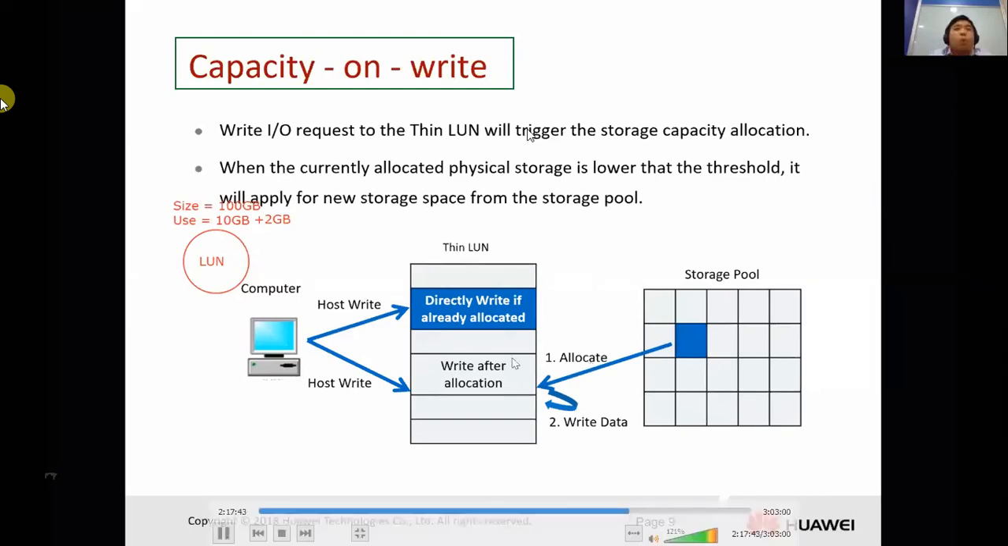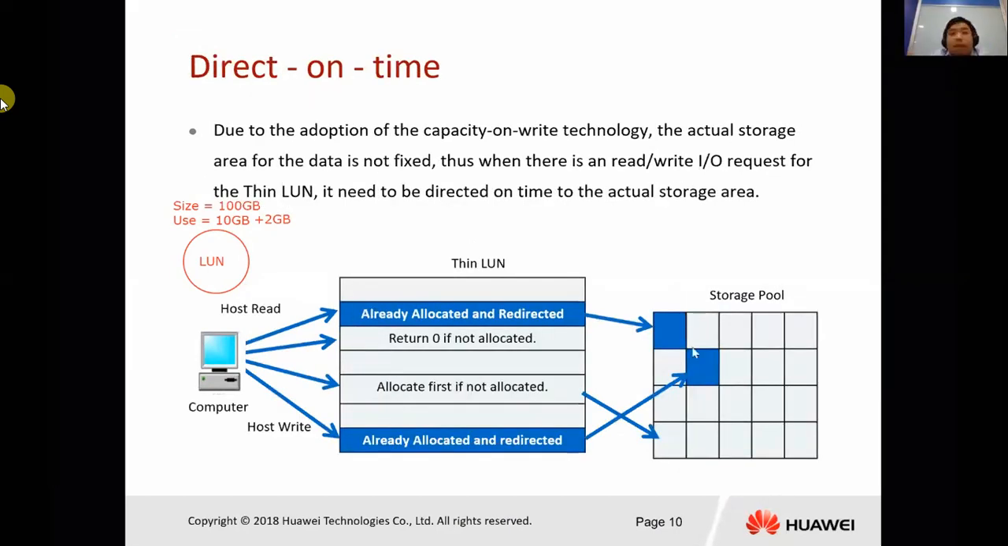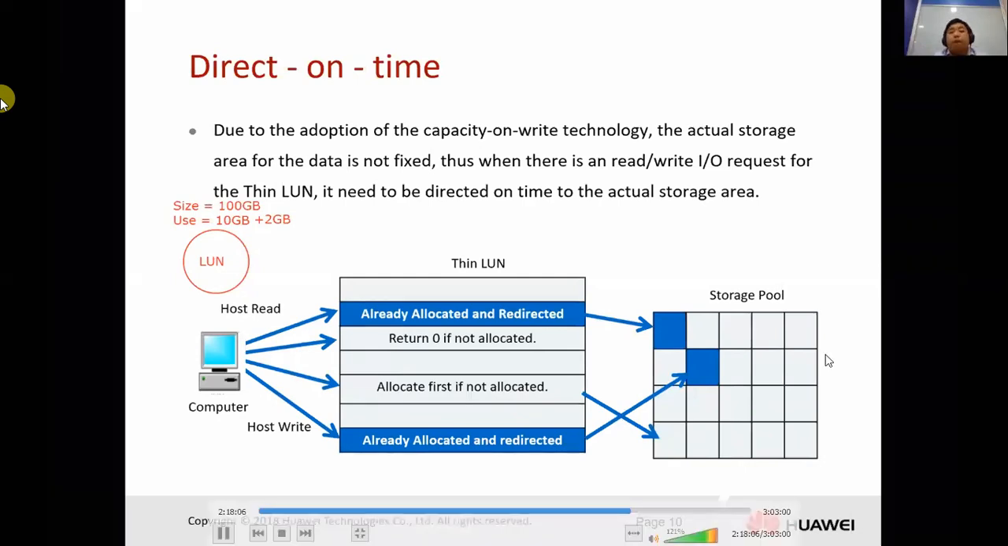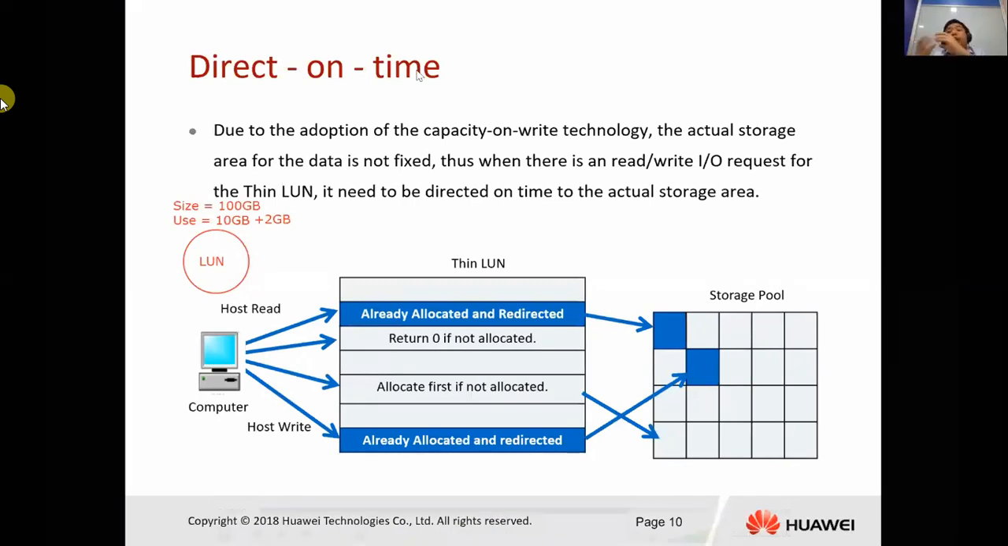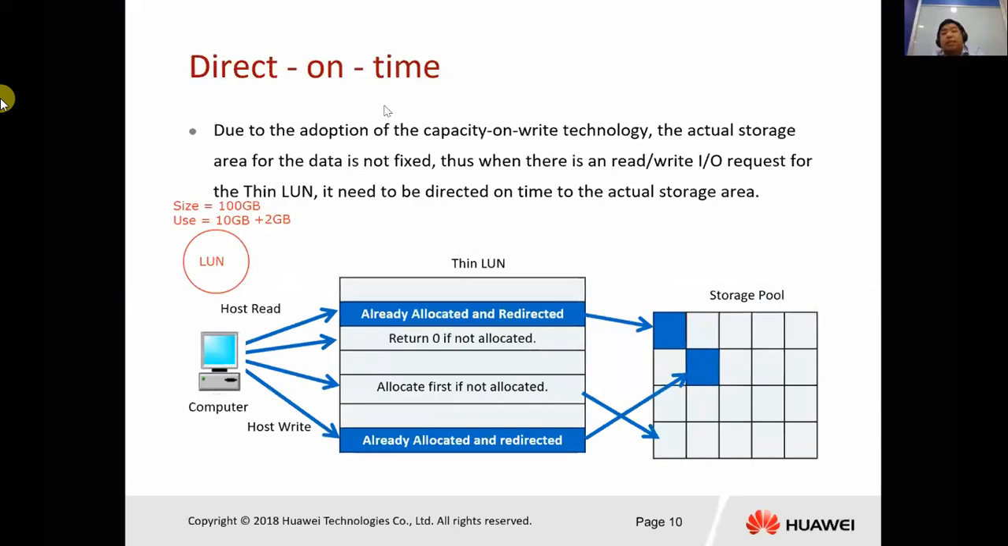So this is what we call capacity on write. I allocate to you, then you write on it, right? After I allocate to you, I will direct you back to the space that I allocated to you to write into the space itself. So actually these two mechanisms, direct on write and capacity on write, work together. If the space is already allocated to you, I just need to direct you to that place. If the space is not allocated to you yet, then I need to give you a new capacity, then I will direct you to the new capacity and write it there. Okay? So that's how these two mechanisms work in SmartThin.